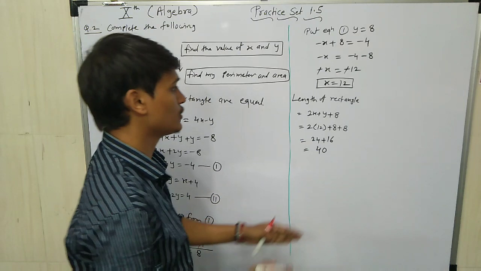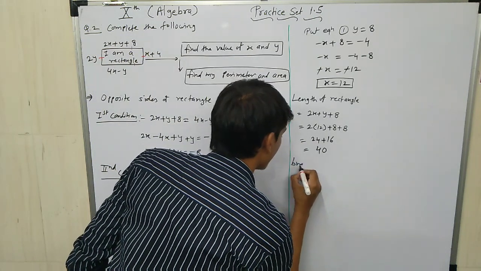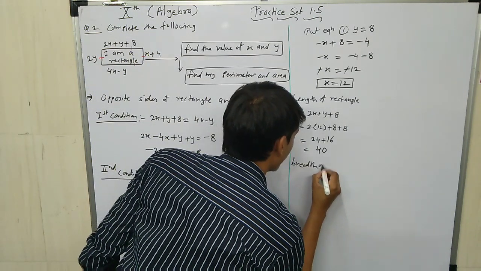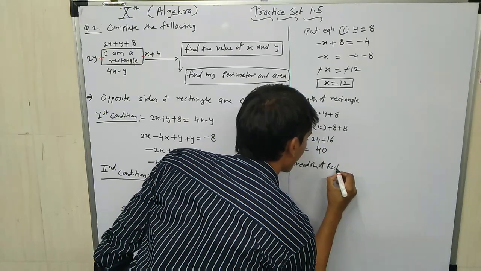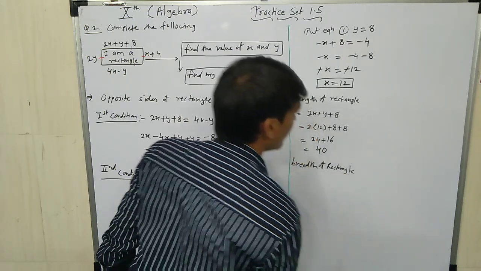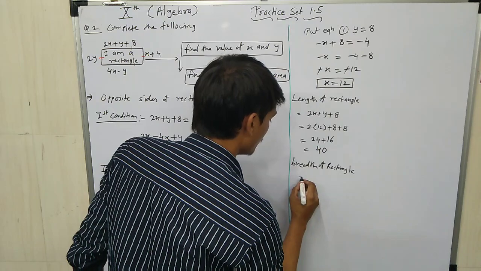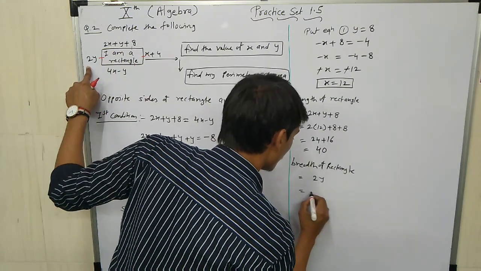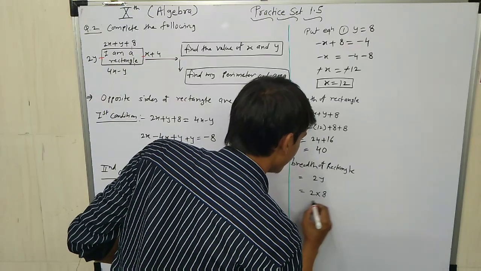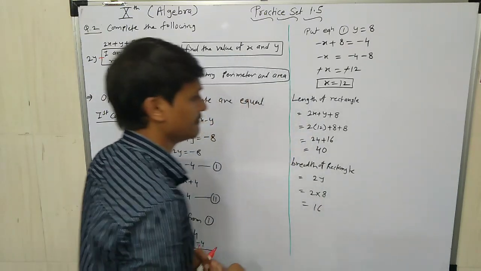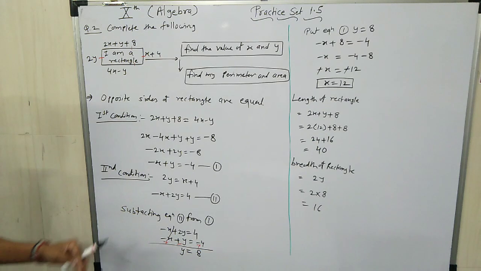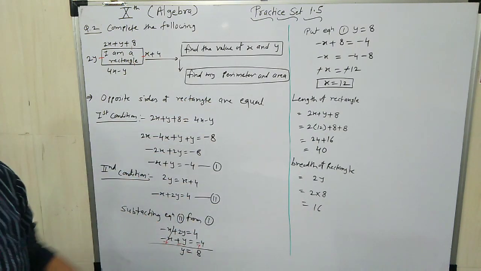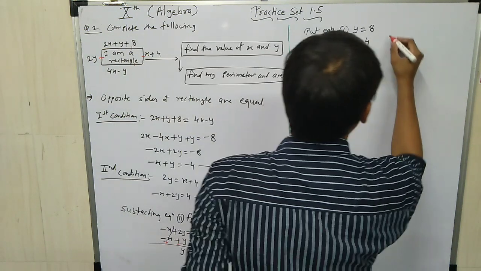40. Understood? Now breadth of rectangle is equal to 2y. 2 into y is 8, is equal to what? 16. Got it? Now find out the area. Find out area.